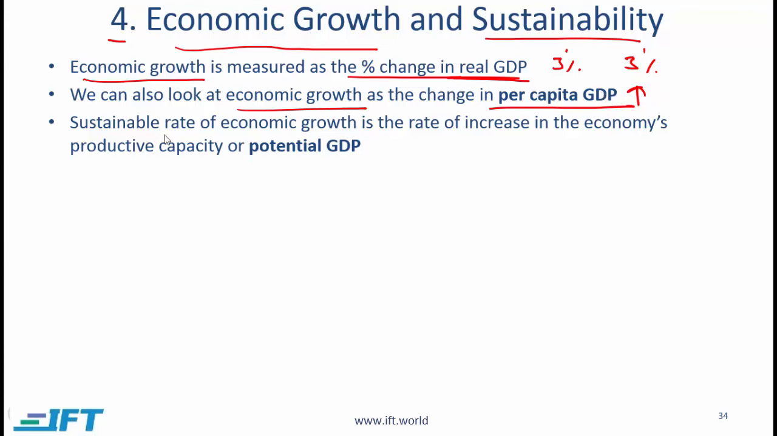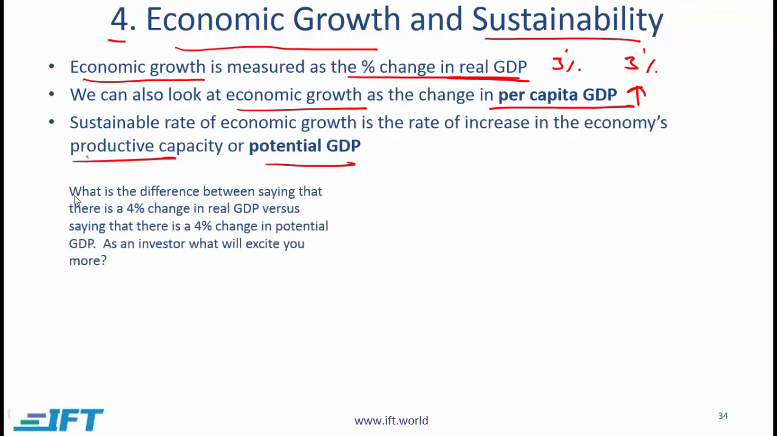The sustainable rate of economic growth is the rate of increase in the economy's productive capacity or potential GDP. These terms will be used interchangeably. They mean essentially the same thing, productive capacity and potential GDP. Potential GDP is the point at which the long-run aggregate supply curve intersects the x-axis.